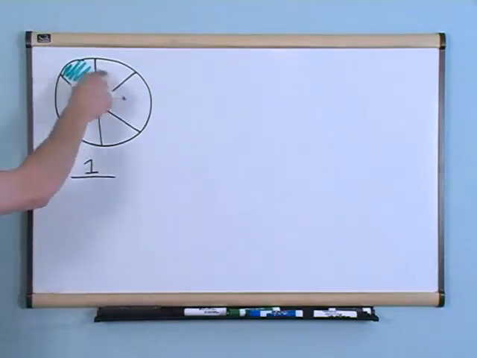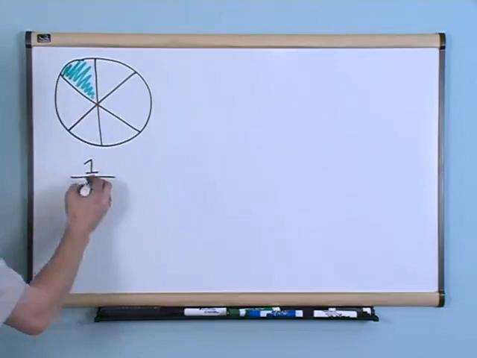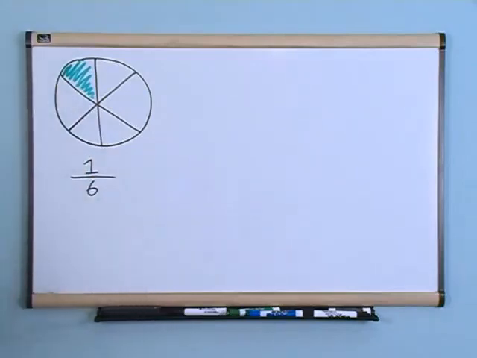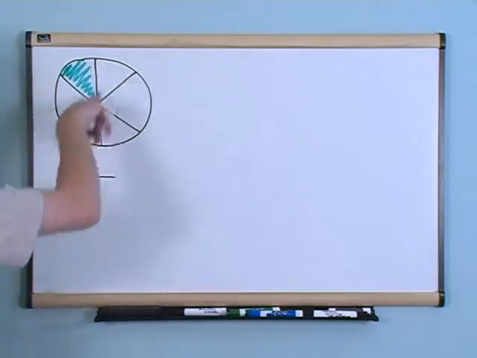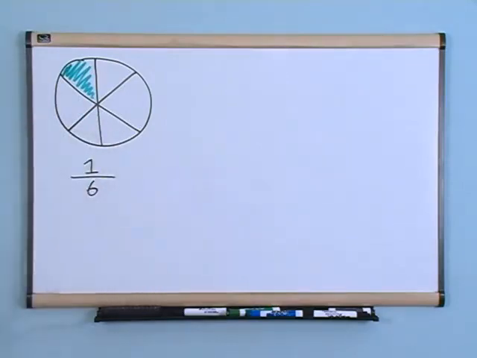And the bottom number is, how many total pieces are there? 1, 2, 3, 4, 5, 6 total pieces, so it's 6. So this is a fraction called 1/6. It's just telling you that you don't have a whole pie, you have 1/6 of a pie, one piece out of 6 pieces. So you don't have a whole pie, you just have a piece of a pie.